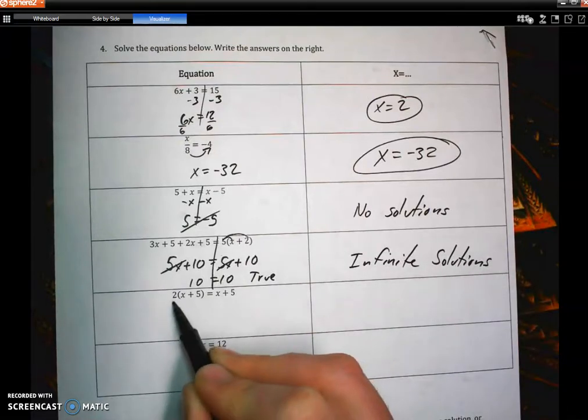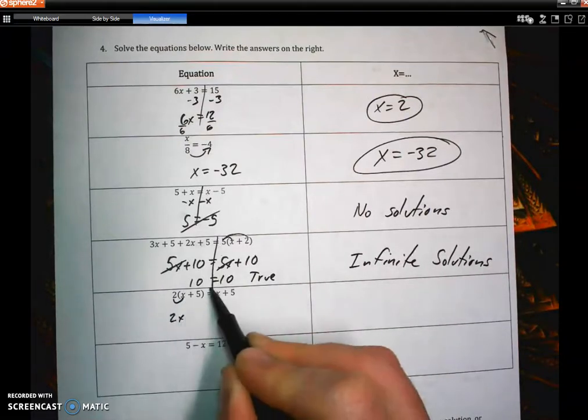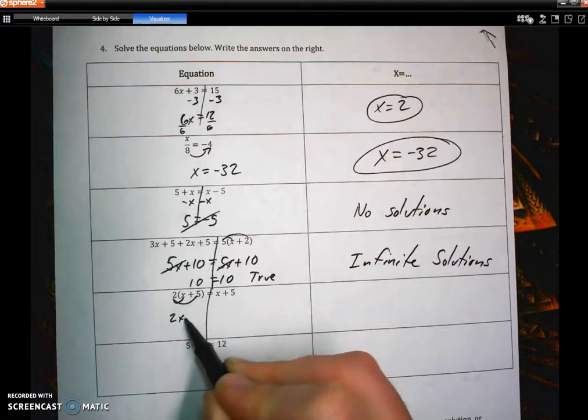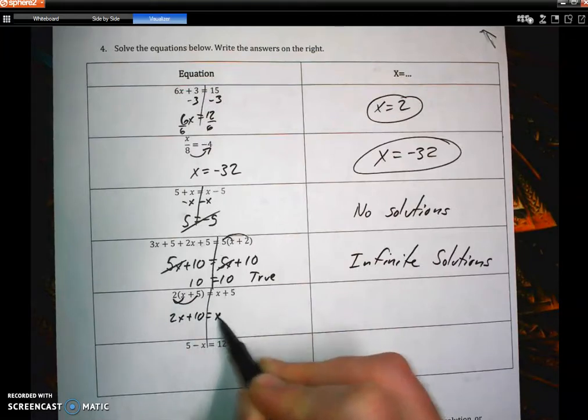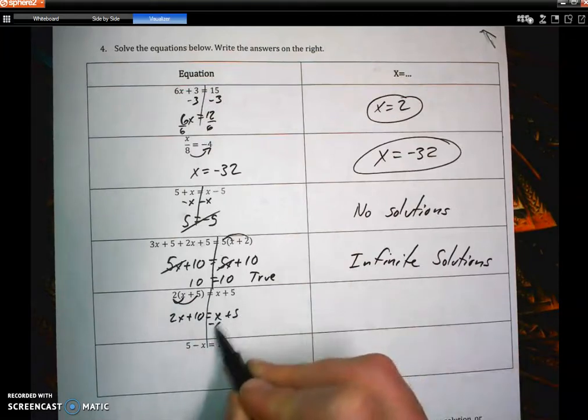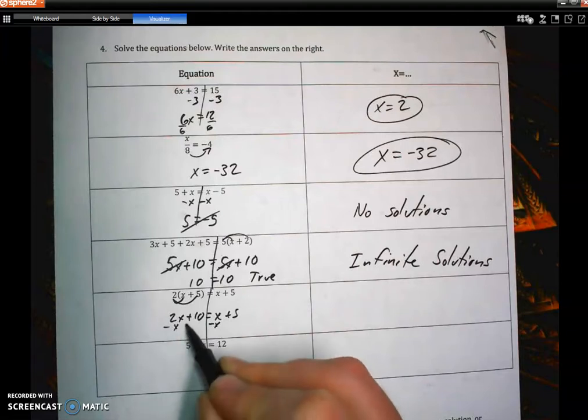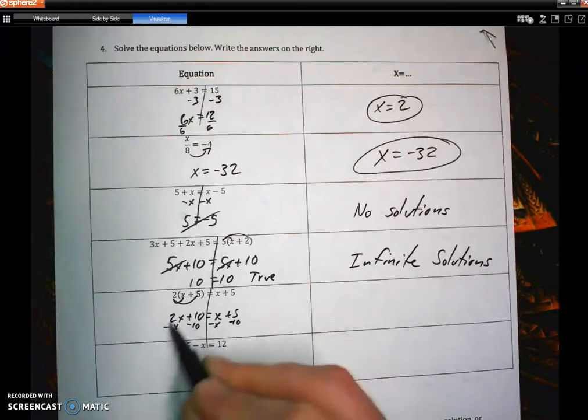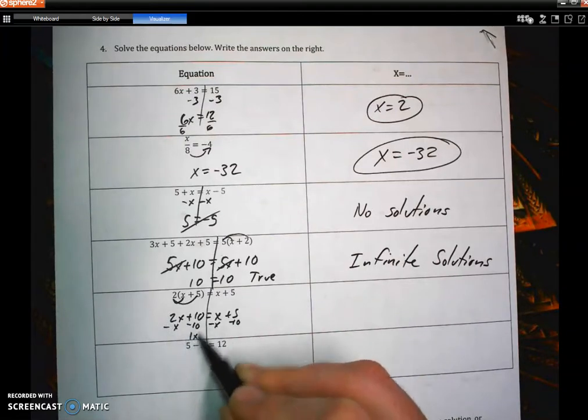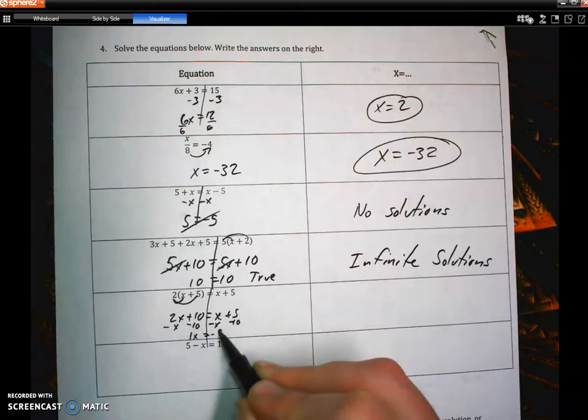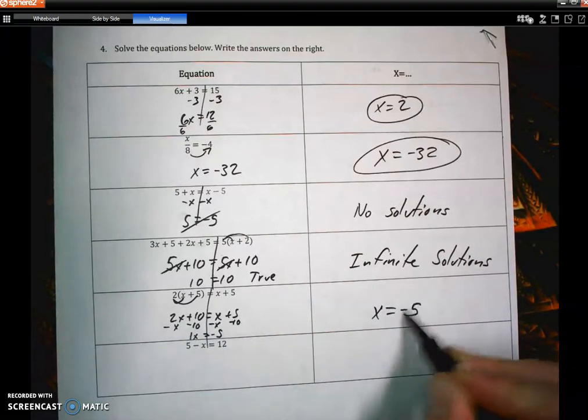Okay, let's keep going. 2 times x is 2x. I'm going to draw that line. 2 times 5 is 10 equals x plus 5. Subtract the smaller x. That means I got to subtract 10. 2x minus x is 1x. 5 minus 10 is negative 5. X equals negative 5.